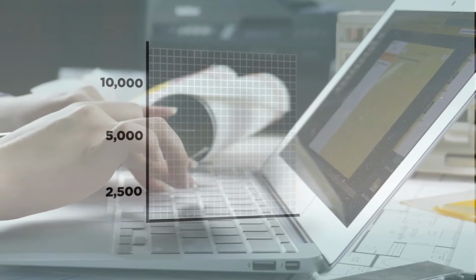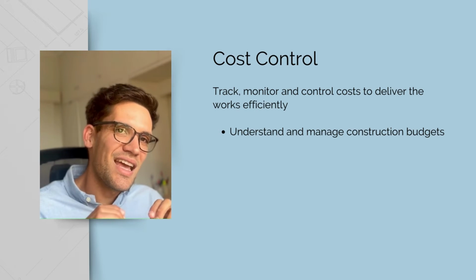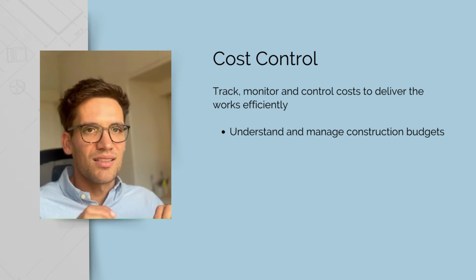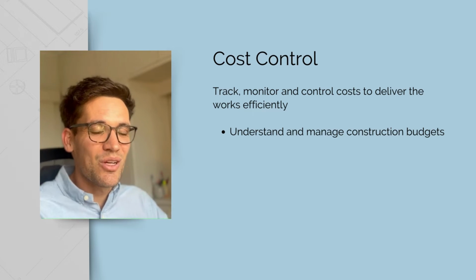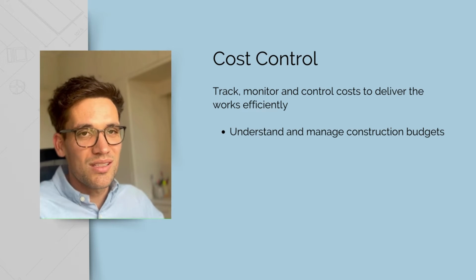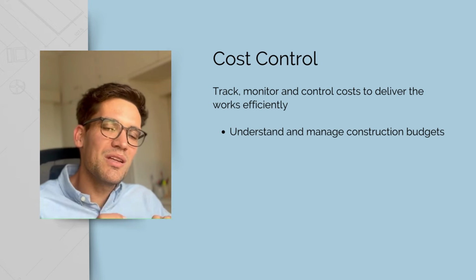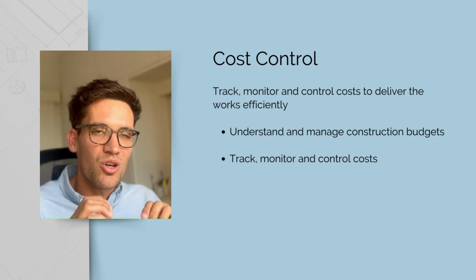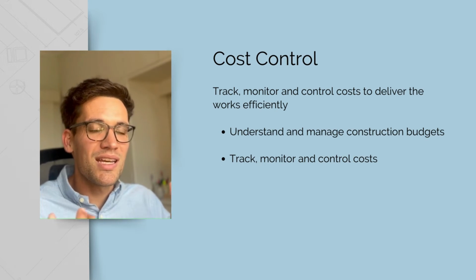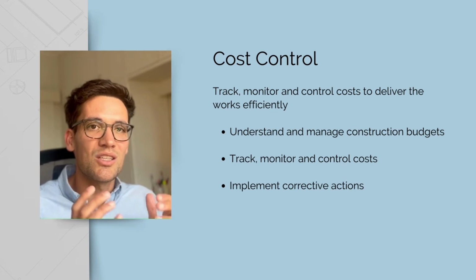Cost control. This is where we track, monitor, and control costs to deliver the works efficiently. As a project engineer, we need to be able to understand and manage construction budgets. Remember, we're here to deliver a set of works for less than what we thought it was going to cost us, so for less than our budget. So our budget is everything. We also need to be able to track, monitor, and control costs. And then when we're overspending, we need to be able to identify and implement treatments to correct the overspending.